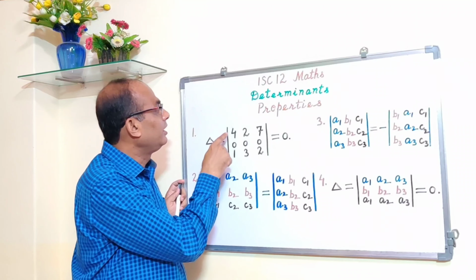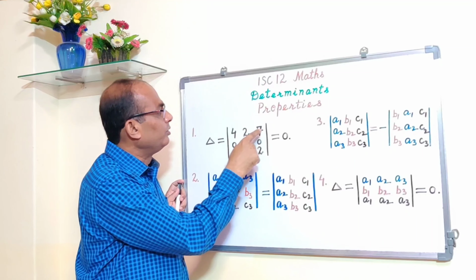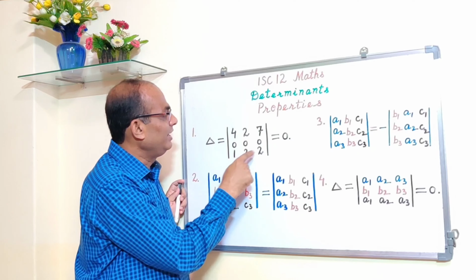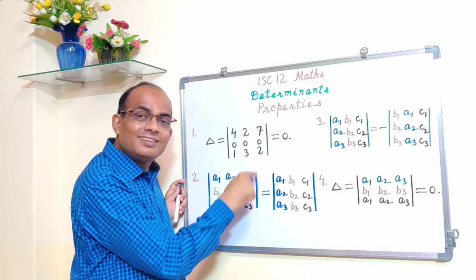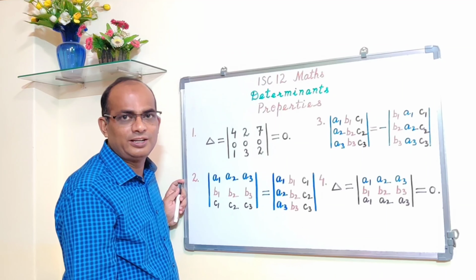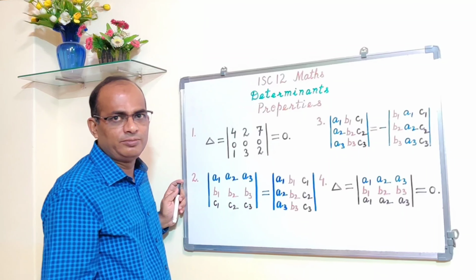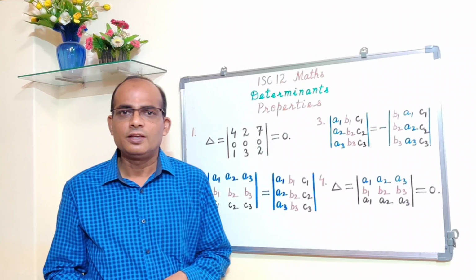For example, 4, 2, 0, 1, minus 1, 0, 7, 8, 0. Now in this case, the third column is 0, each element is 0. Alright? So then the value of the determinant is 0. Fine.